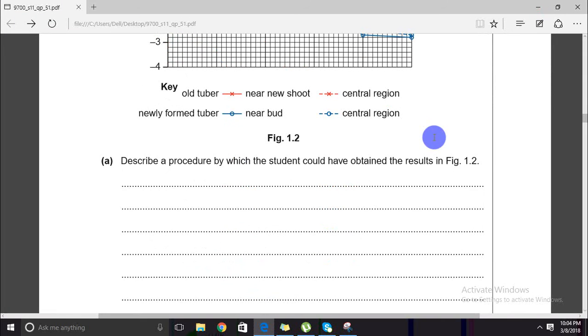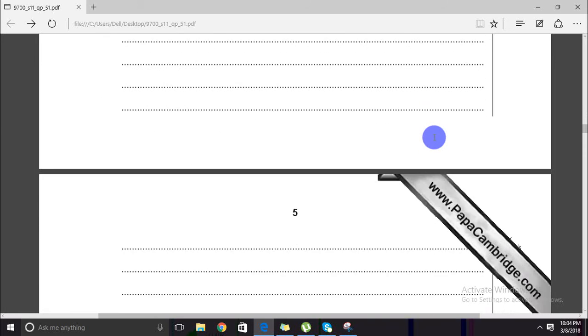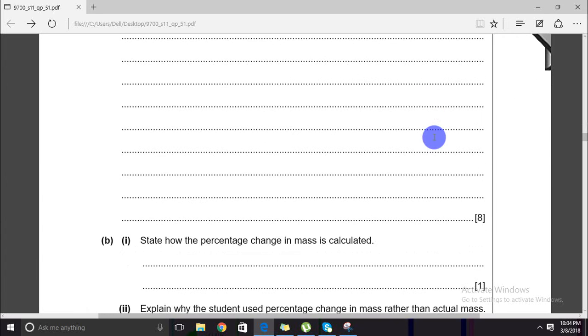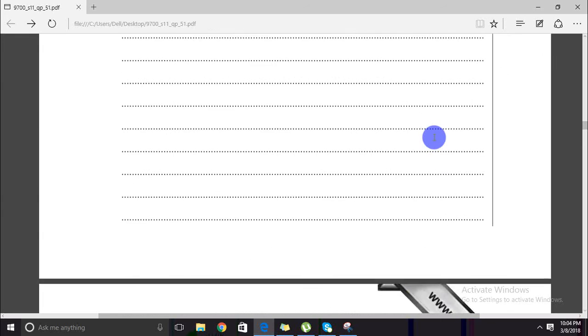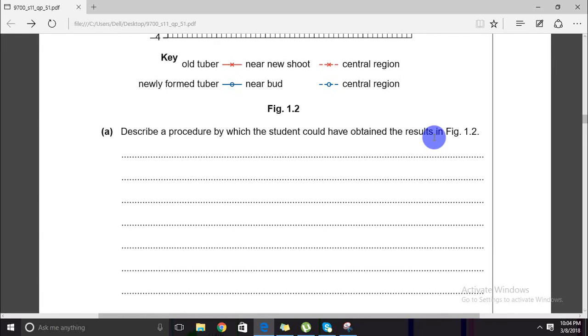So you have to describe a procedure by which the student could have obtained the results in figure 1.2. So not only do we need to write the experimental procedure, but we have to also detail how exactly we processed the raw data to give the results which we then plotted, because what they're asking for is how they obtained the results that are shown in figure 1.2, and that implies all of the process that finally leads up to us getting that processed data in the form of a graph.